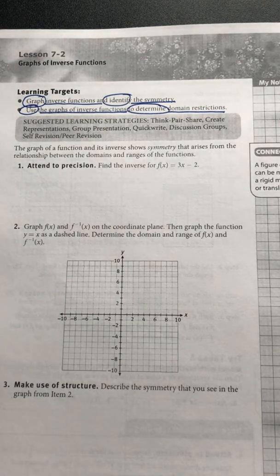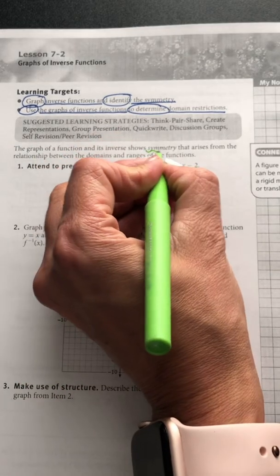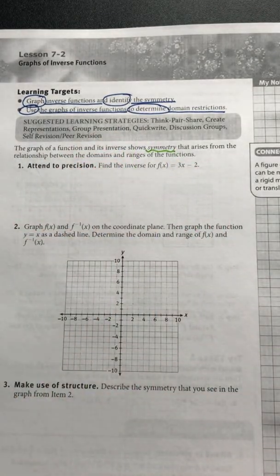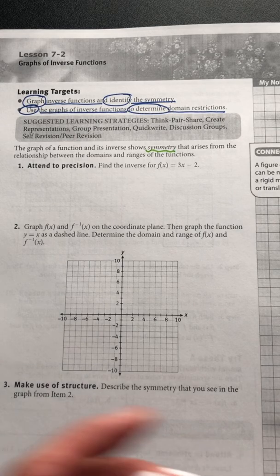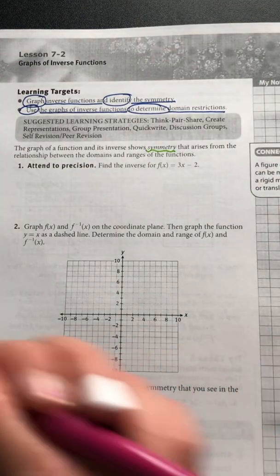So it says the graph of a function and its inverse shows symmetry that arises from the relationship between the domains and ranges of the function. So number one, it says find the inverse for f of x equals 3x minus 2. So that means we got a Freaky Friday.